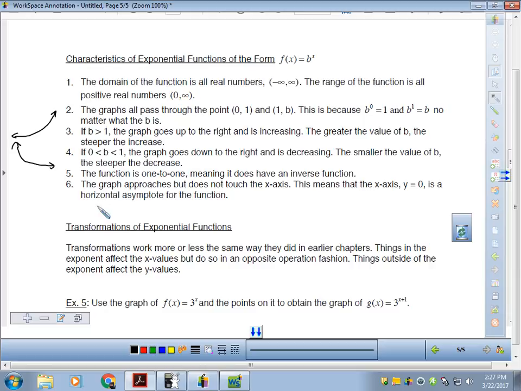Now, the things that are not in the exponent affect the y. So, if you have 2 to the x power plus 7, that plus 7 is not in the power, and so it does not affect the x, it affects the y. And so you're going to add 7 to the y's. Alright, so let's do a couple examples of transformations.